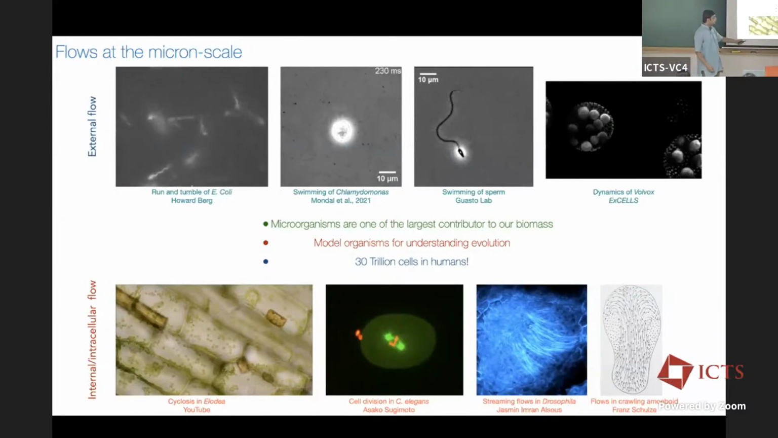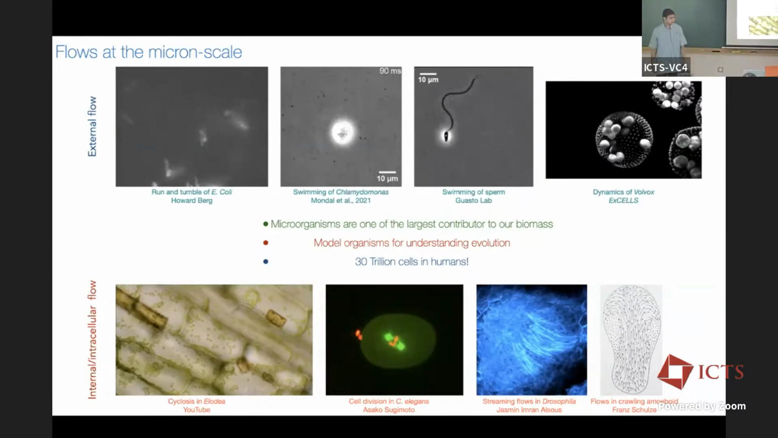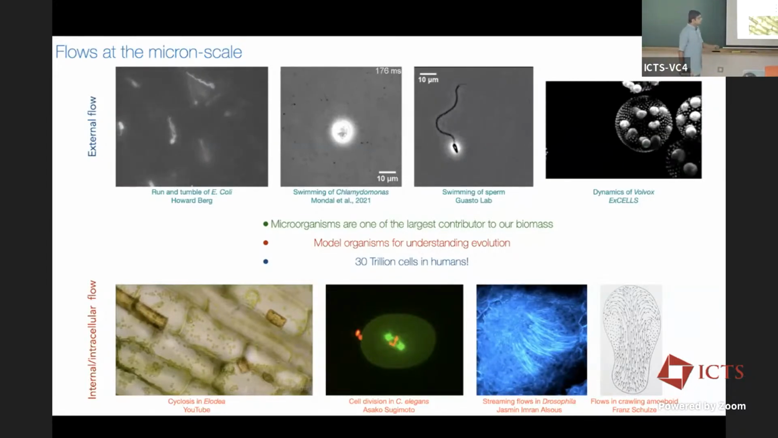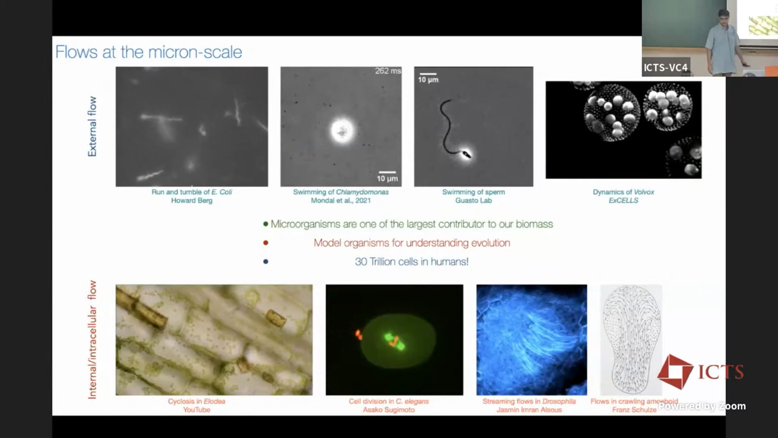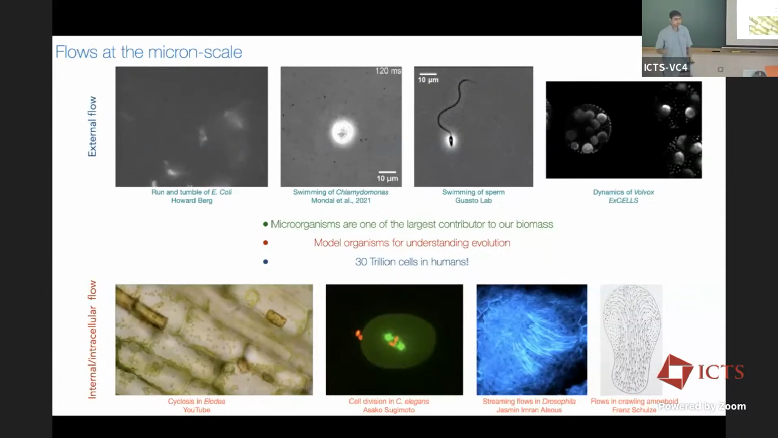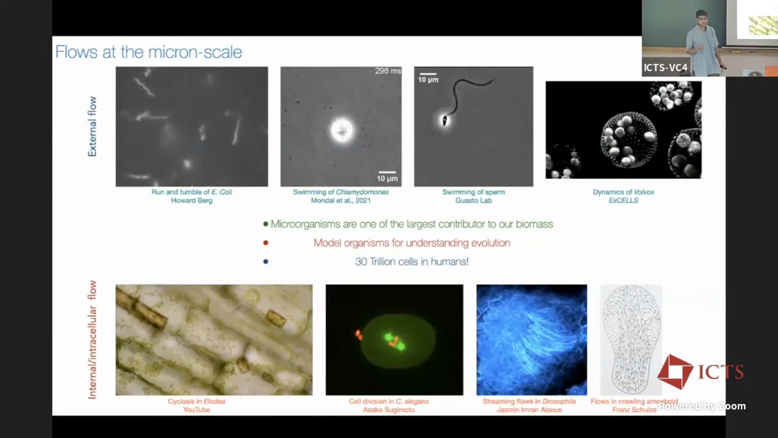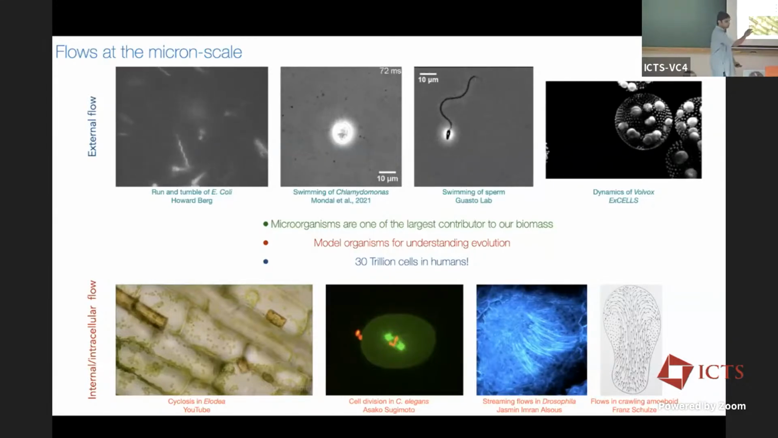However, there is a whole class of problems which relates to flows internal to things, and again at the micron scale. Really the most prominent example is flows inside cells. We have roughly 30 trillion cells in a human, and just for the numbers, there are about 100 billion stars in the Milky Way, so it's ridiculously large compared to that number.